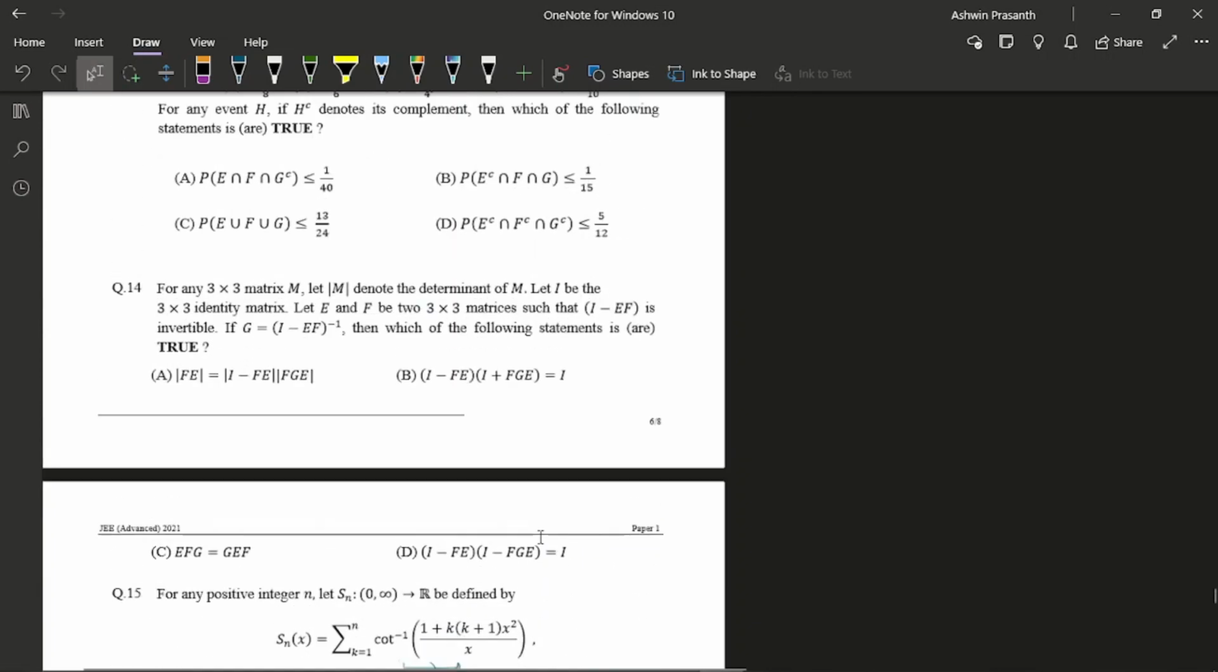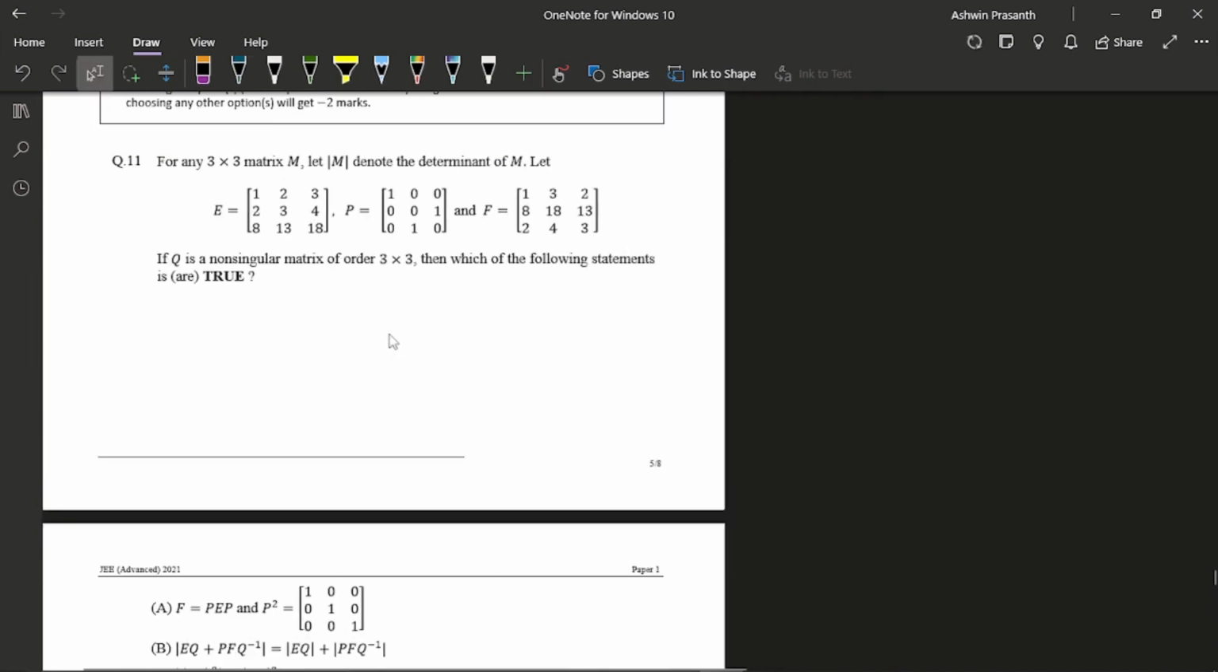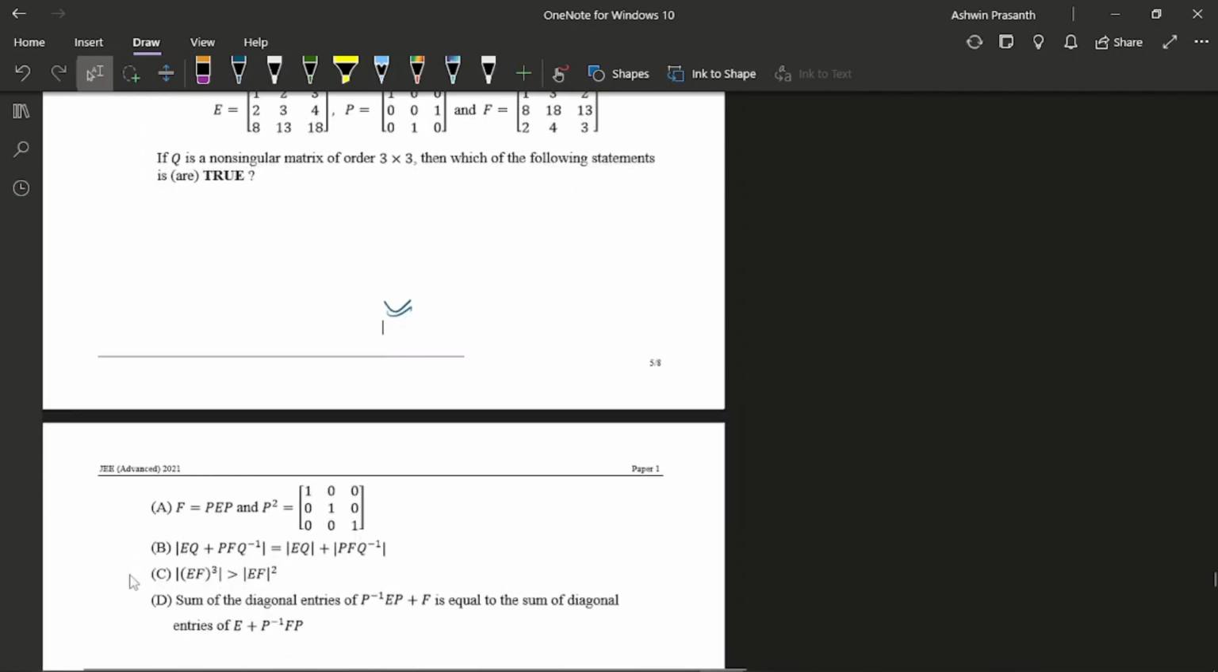Then I think this was the next question. I wasn't able to think of any good method to do it, so I did the lengthy way of actually finding p square, everything. So it took a lot of time, but still I got all the marks. But even then, I wasn't completely sure in option B, so I left it for the end. But the rest of the options I got.